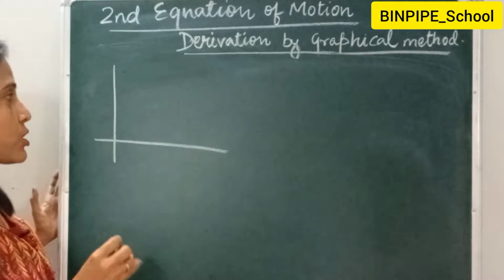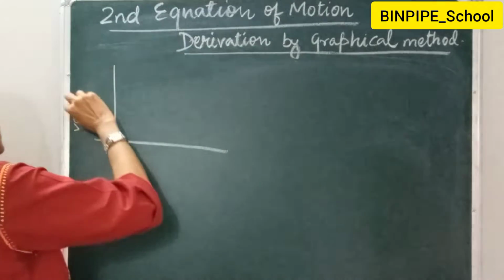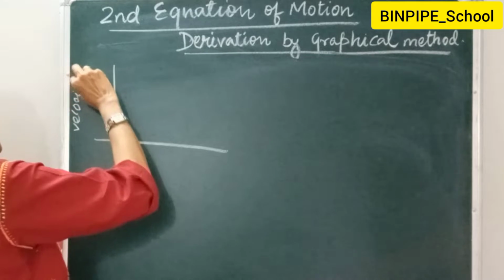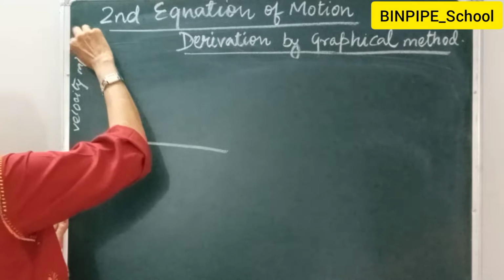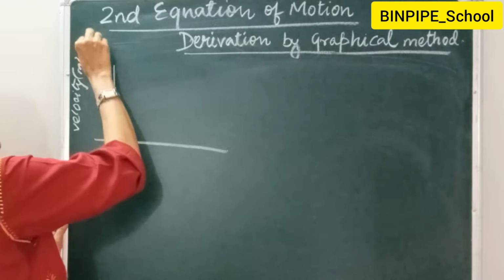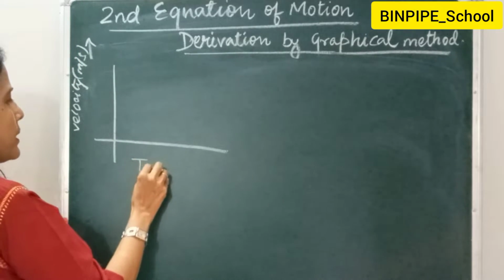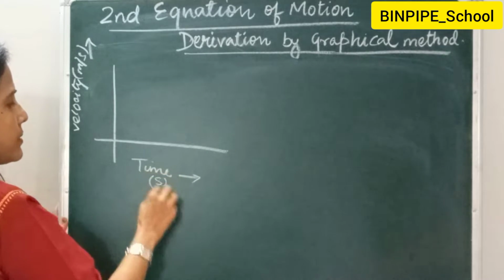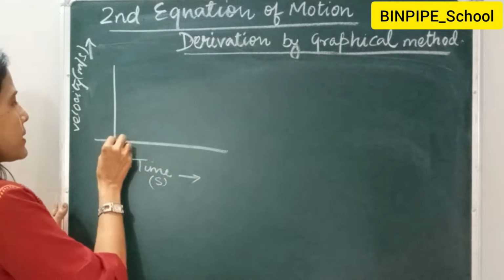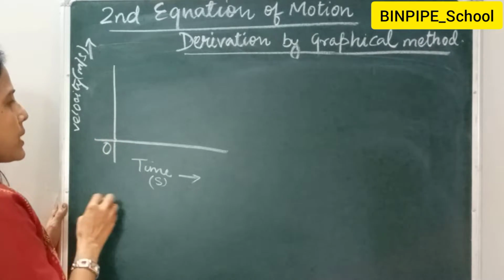And this is a velocity time graph. So velocity we will keep in the y-axis, that is in meters per second, and time will be in the x-axis, that is in seconds. Okay, and this origin, let's name it as O.